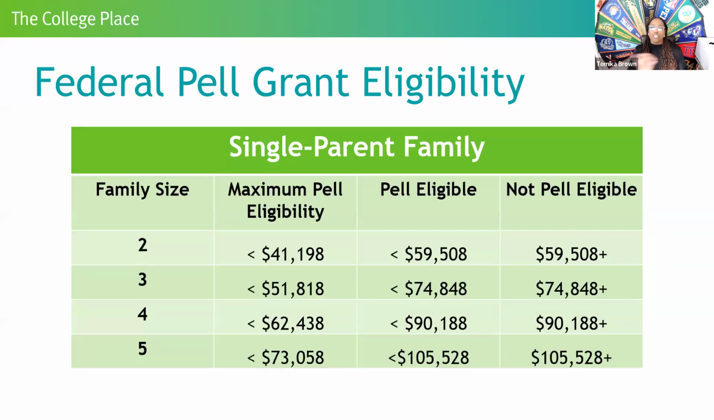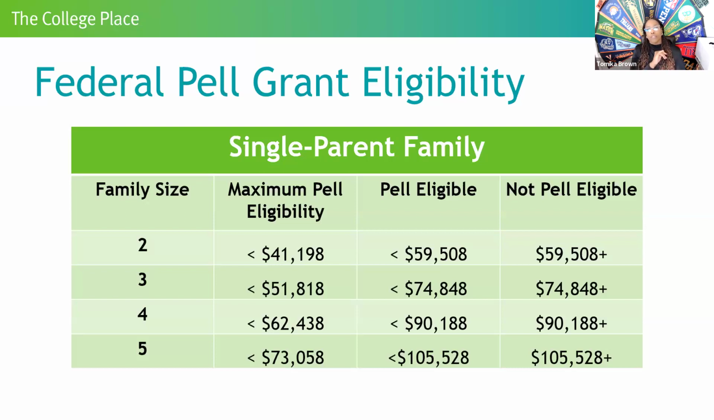I'm going to choose one to show you how to read the chart. The first column, maximum Pell eligibility, is the most money that family can make and still qualify for the maximum amount of Pell Grant. So in the first row, a family size of 2, a parent and a student, the most income that family can make is $41,198 and still qualify for the $7,500 in Pell Grant. That family will still be Pell eligible as long as they make up to $59,508. But if they make $1 more than that, they are no longer eligible for the Pell Grant.